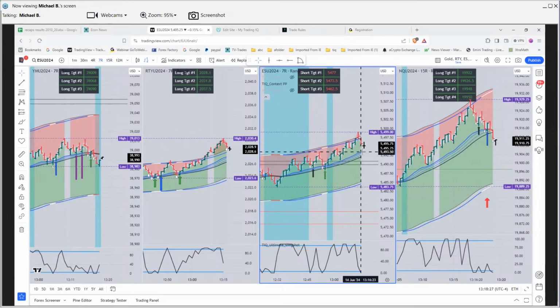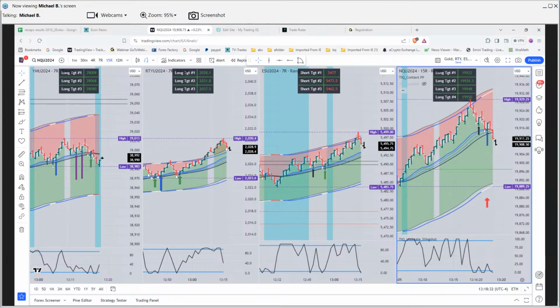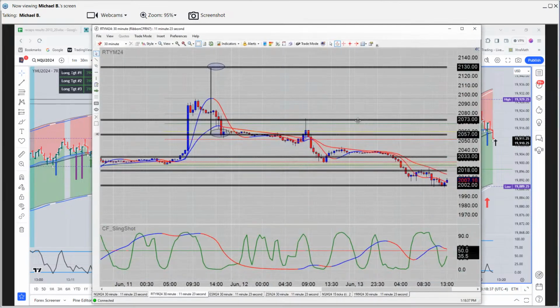We're pulling back here on the ES. We might get a bounce here on the ES. We might get a bounce here on the Russell. I am not so sure what the NQ is doing. I kind of want to look at it on the big picture. Let me go over there and look at that big picture view of the NQ.